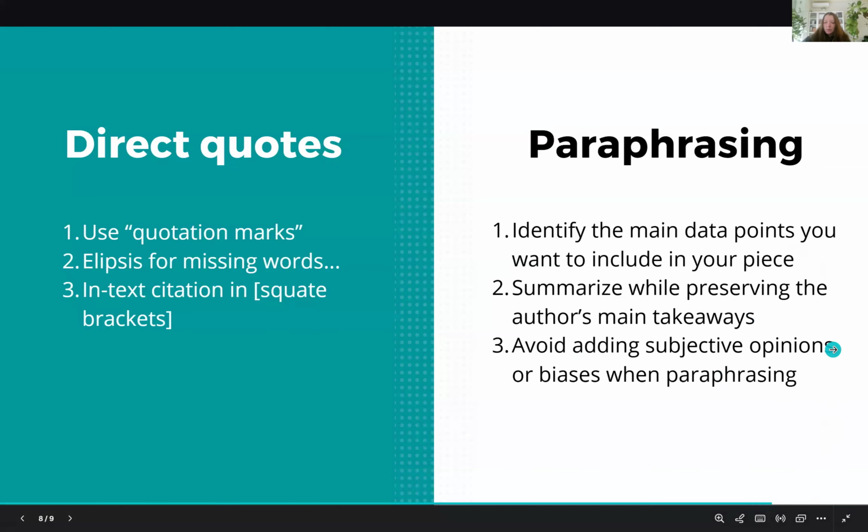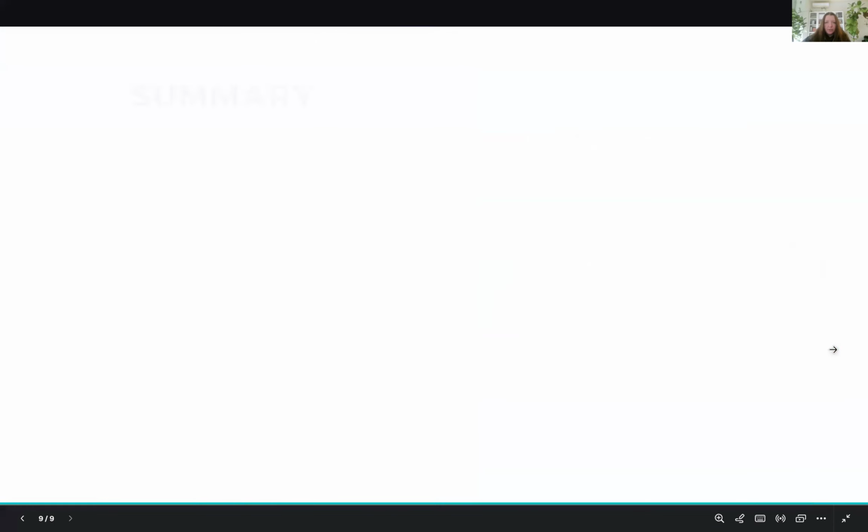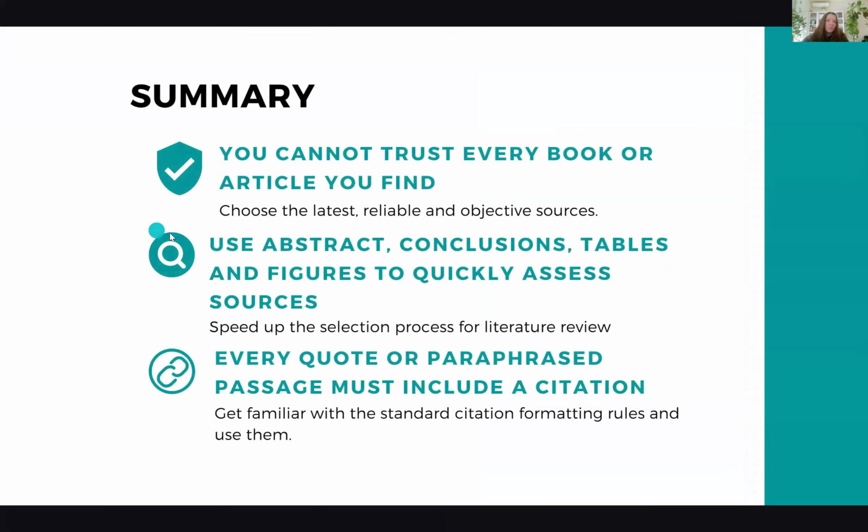So I think we are almost done here. So, a quick summary of everything we've talked about today. You cannot trust every book or article you find. You should always choose the latest, reliable, and objective sources. If you want to speed up your selection process for the literature review, definitely use the abstract, conclusions, tables, figures, and any other visual aids you find to help you quickly decide if the source is right for your research project.